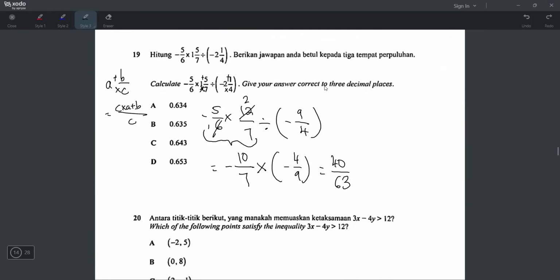But the answer wants you to write in 3 decimal places. That's why all the answers are in decimal. So let's press this and write it in decimal format. Just press 40 divided by 63 and change to decimal. They want 3 decimal places, which means 3 digits after the decimal point. So it'll be 0.6349, but write 0.635, because the 4 has to plus 1 since the 9 is more than 5, right? So 3 decimal places, that's the answer. As you can see, the answer is B.